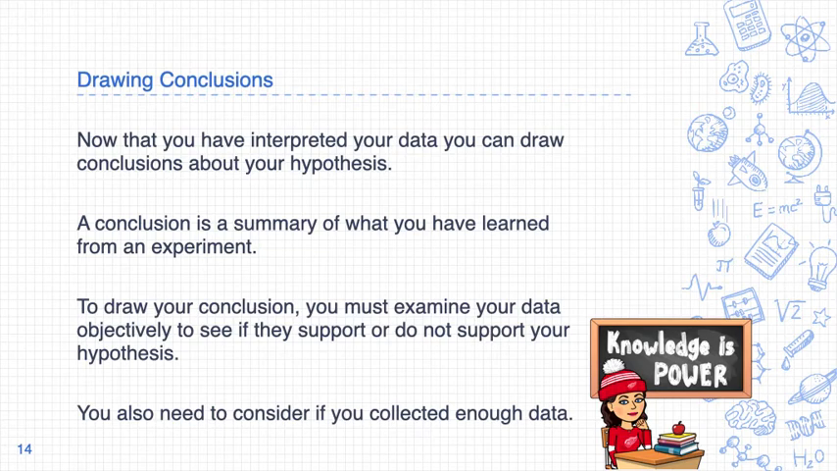You also need to consider if you collected enough data. So maybe if you've come to the conclusion that your data did not support your hypothesis, you might think about, well, did I collect enough data? And maybe if you don't think you collected enough data, you could run another experiment to see if that changes your results. So after you've interpreted your data, this is where you draw your conclusion and you summarize if your results supported or did not support your hypothesis.